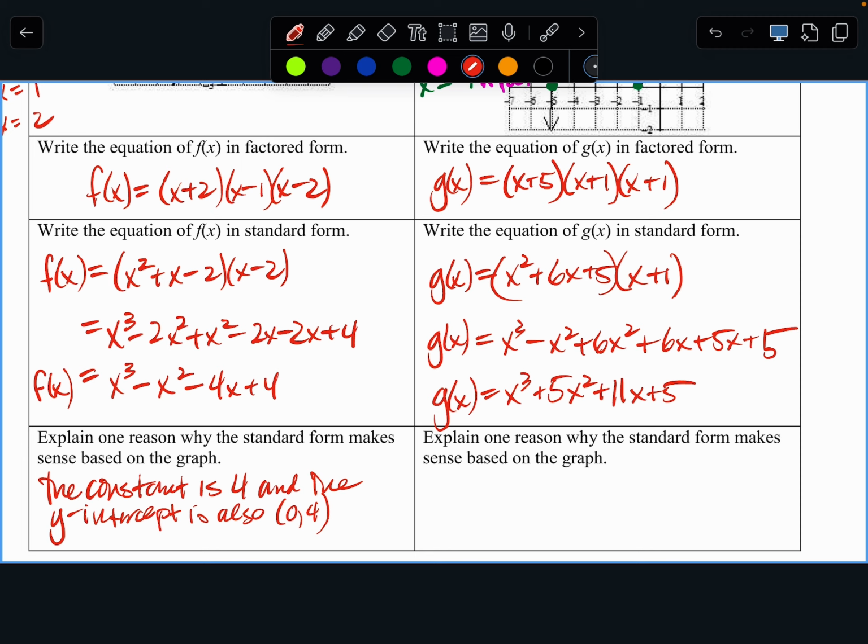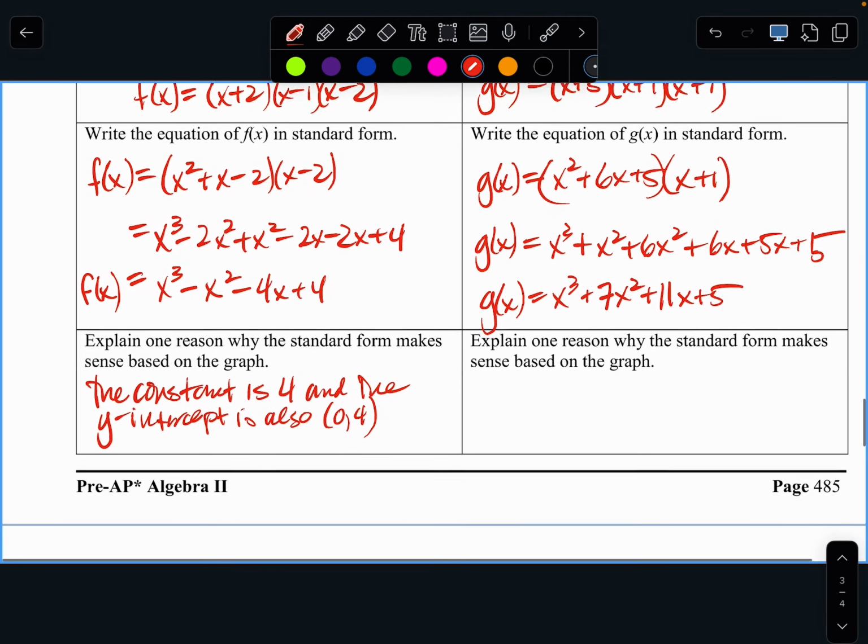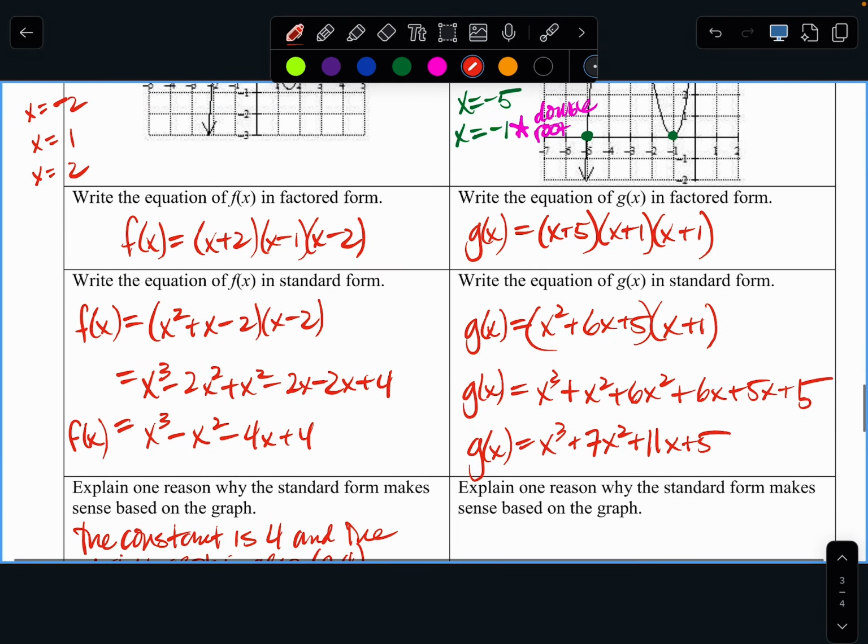Did I do that right? That should not be minus x squared. That should be plus x squared. Let me back up. So that makes this 7x squared. All right, and then one reason that this makes sense is because the y-intercept is 0, 5, and our constant in the equation is also 5.